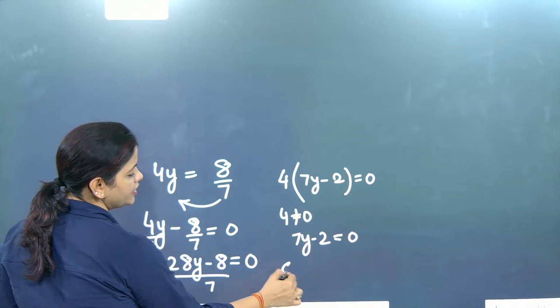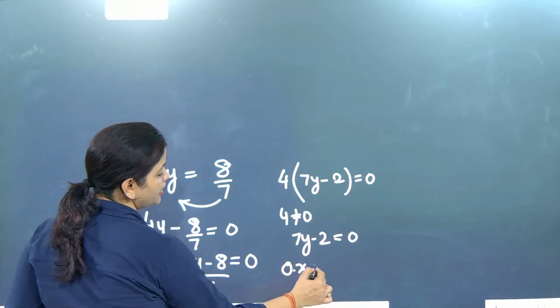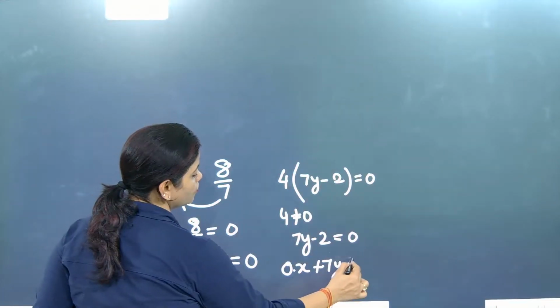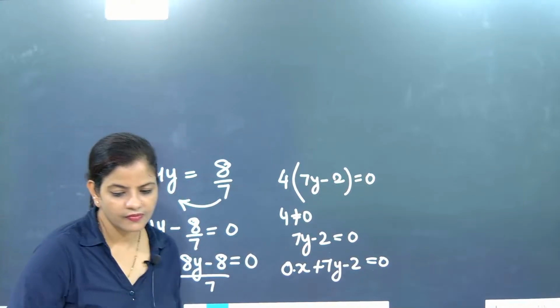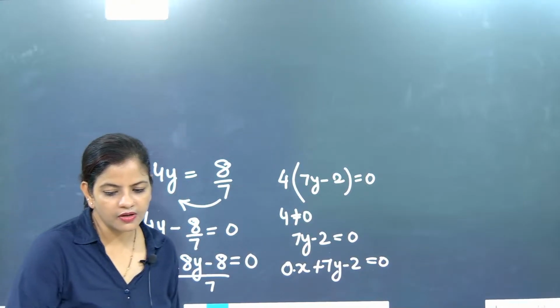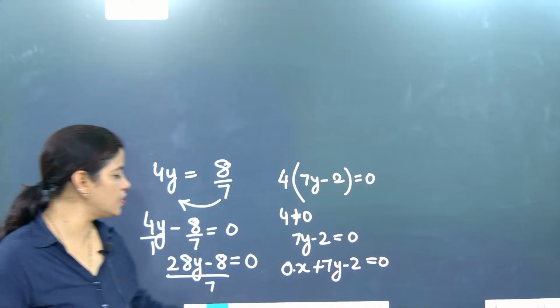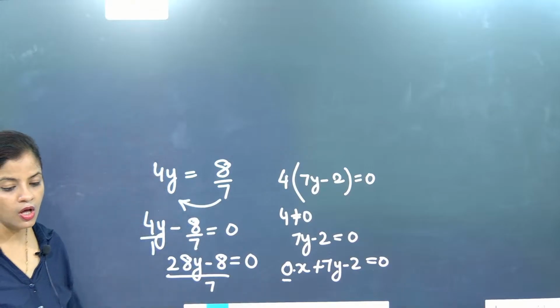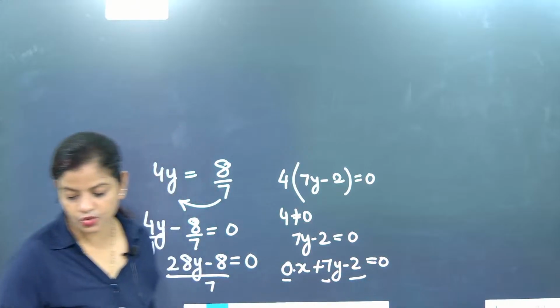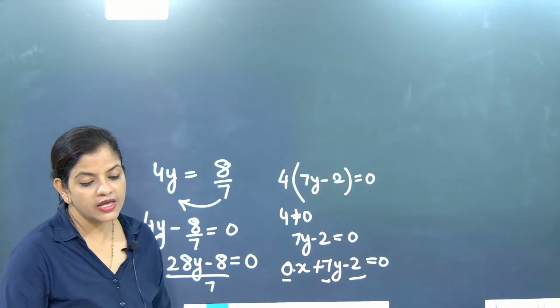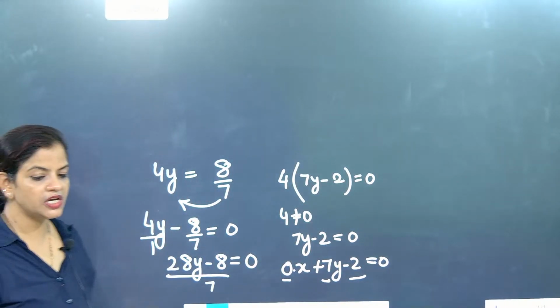So 7y minus 2 equal to 0. So now we will write it in the general equation: 0 into x plus 7 into y minus 2 equal to 0. Check this one out. A is 0, B is 7, and C is equal to minus 2. I hope children understood this one.